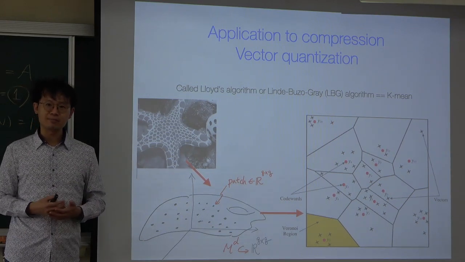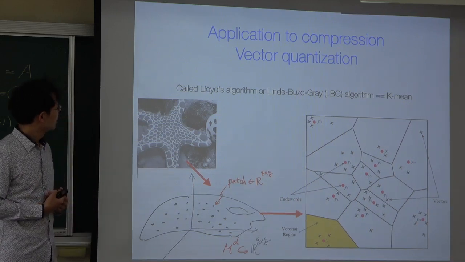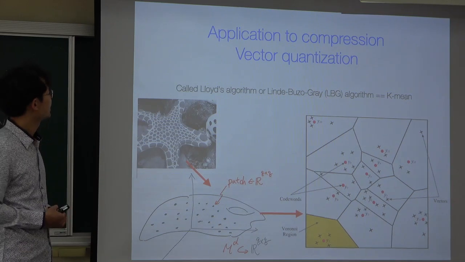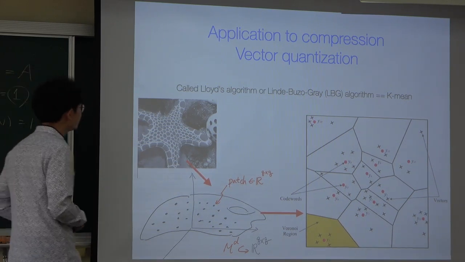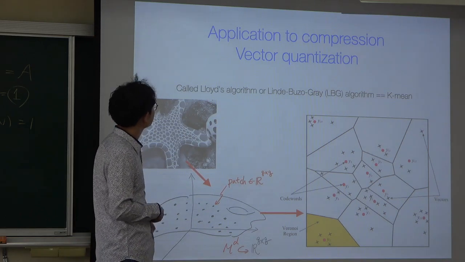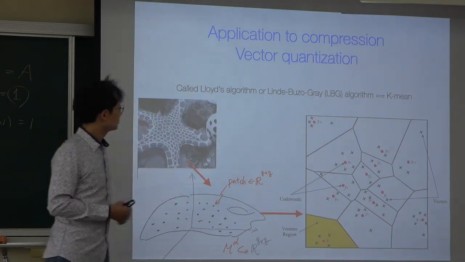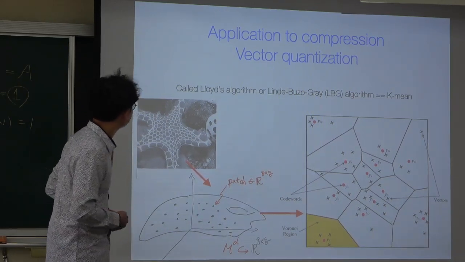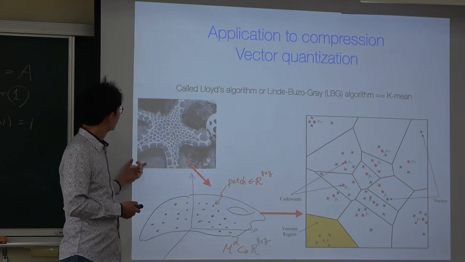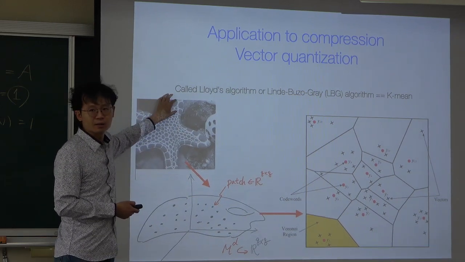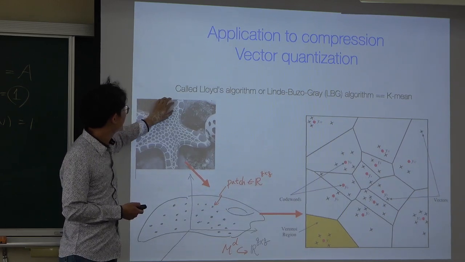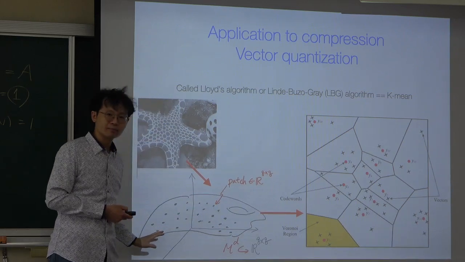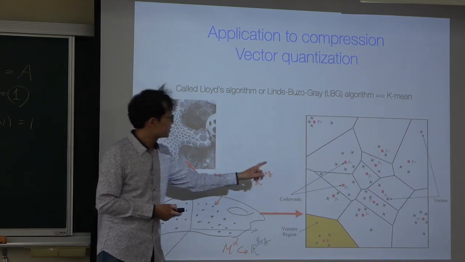And there are some applications and some limitations. The first application is compression, or called vector quantization. In the image processing society, it's called Lloyd's algorithm, or the LBG algorithm. What you do is very simple. I give you an image, and you truncate it into pieces. Each piece can be viewed as a point in high-dimensional space. And then you run k-means.